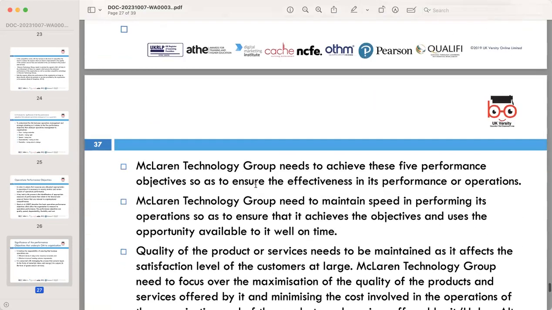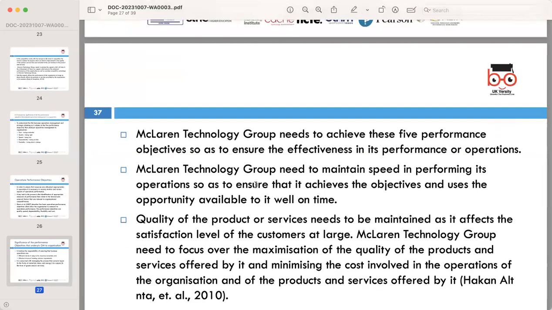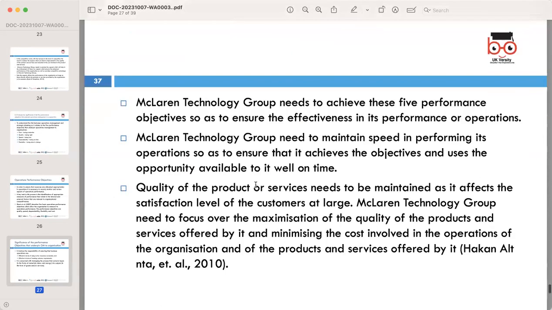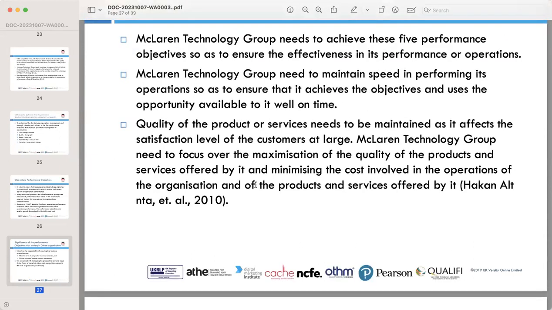McLaren Technology Group needs to achieve these 5 performance objectives to ensure effectiveness in its performance or operations. So Technology Group needs to maintain speed in performing its operations so as to ensure that it achieves the objectives and uses the opportunities available to it well on time.